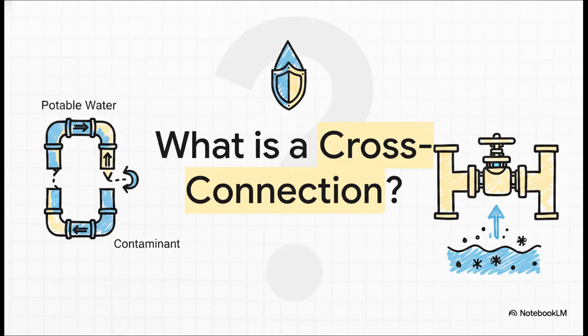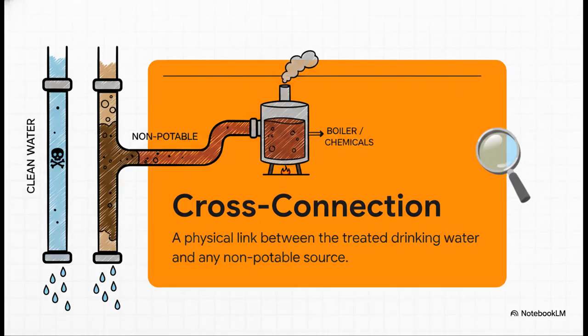Okay, here's a term that is guaranteed to be on your test: cross-connection. So what exactly is it, and why is it such a big deal? It's really any physical link, and I mean any link, whether it was put there on purpose or by accident, between our clean, potable drinking water and something that's, well, not. A classic example you'll hear about is a boiler in a building. It's got chemicals in it to prevent rust, and it's hooked up to the water supply to get filled. That connection? That's a cross-connection.